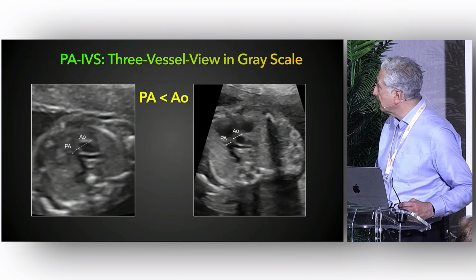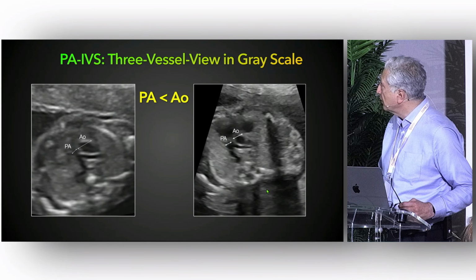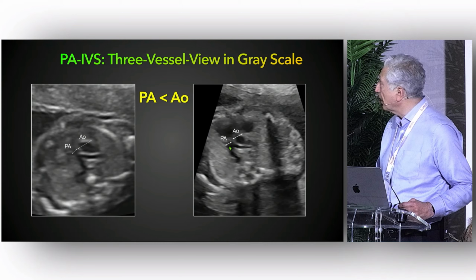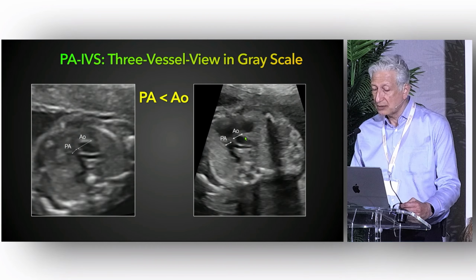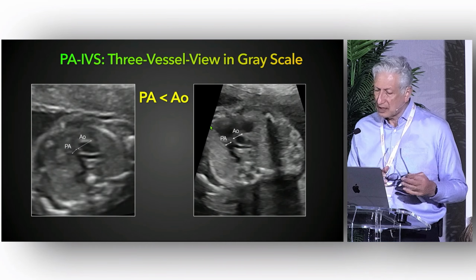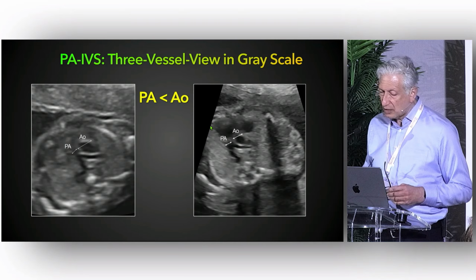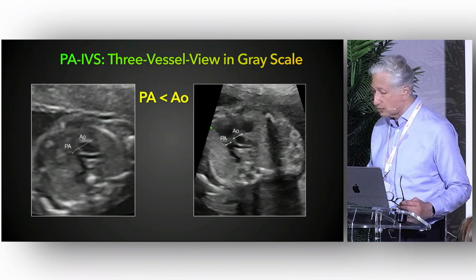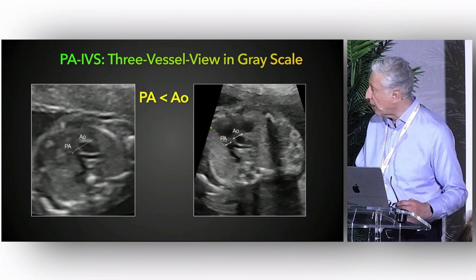Getting to the three-vessel view, you see what you are expecting to see. The pulmonary artery is narrow in comparison to the aorta. In general, you know that the pulmonary artery is at least the size or slightly larger than the aorta. In these cases, you have this short axis or three-vessel view, the narrow pulmonary artery.